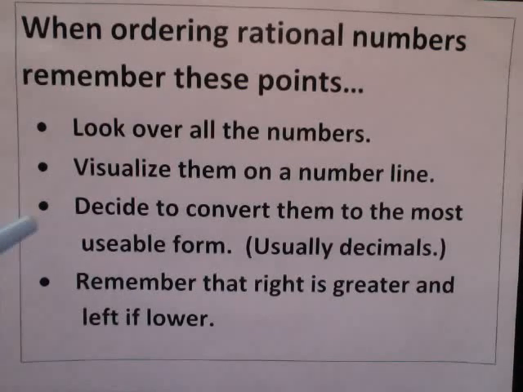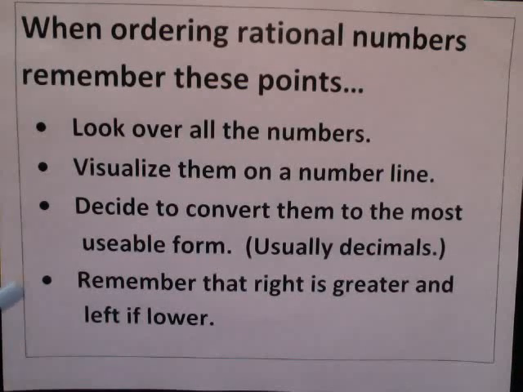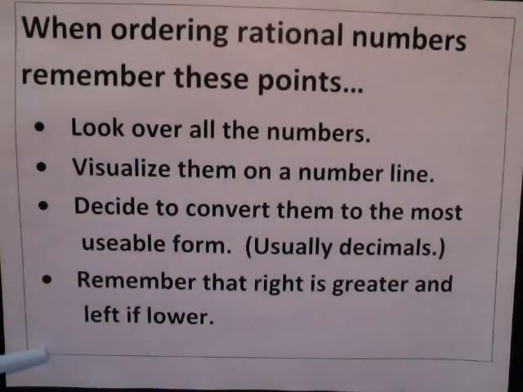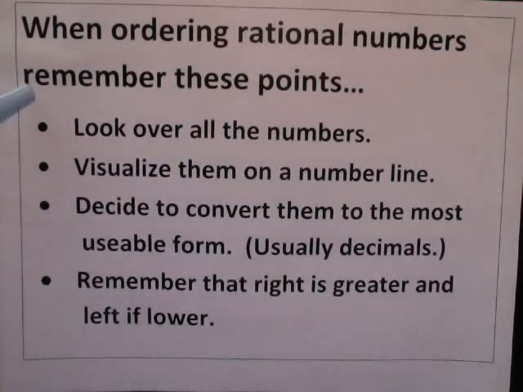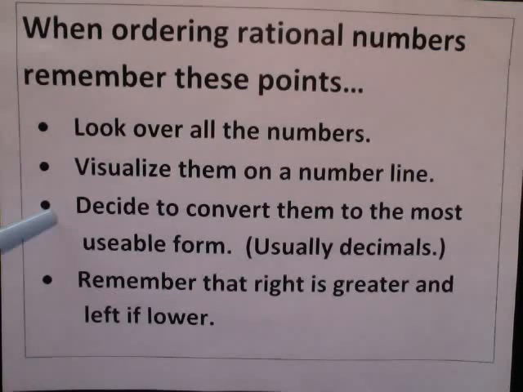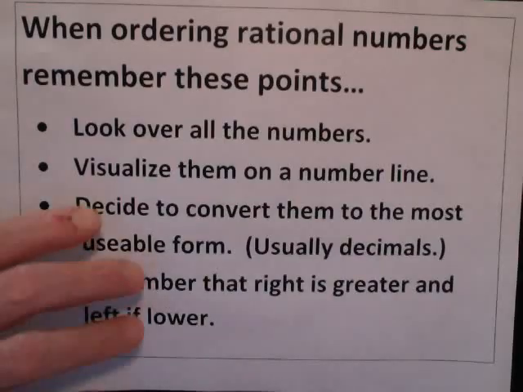Then decide to convert them to the most usable form. This is usually decimals, okay, because decimals are usually very easy to compare. Remember that right is greater and left is lower. So when you go right on the number line, numbers increase in value. When you go left, they decrease. So these are key points when comparing rational numbers or any number, okay? Look over all the numbers. See if you can visualize them on a number line. Convert them if you need to, usually to decimals, and then remember, right is greater, left is lower.